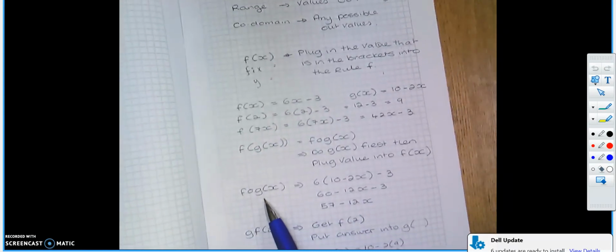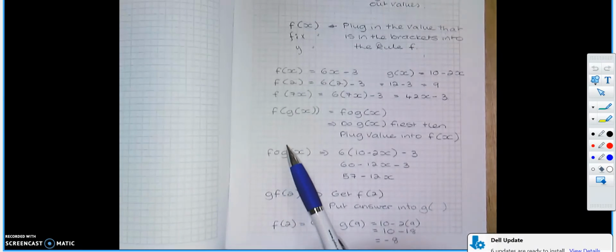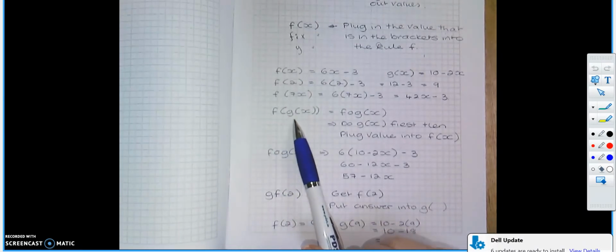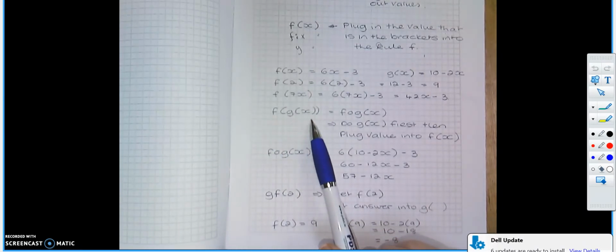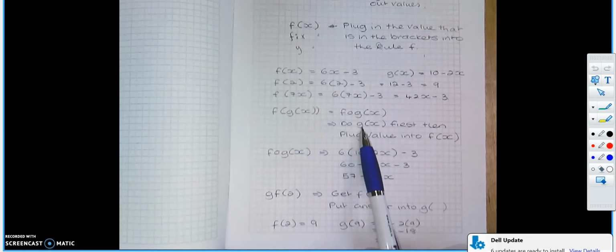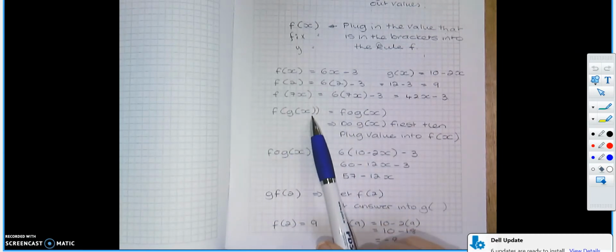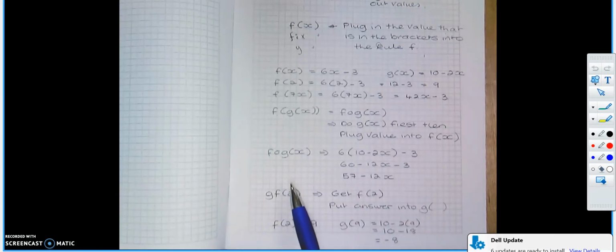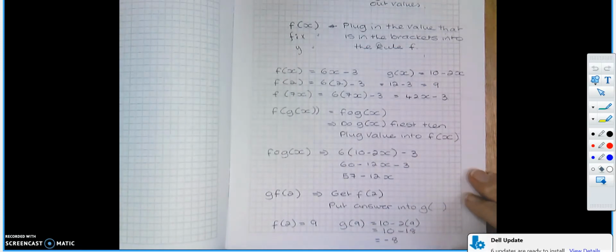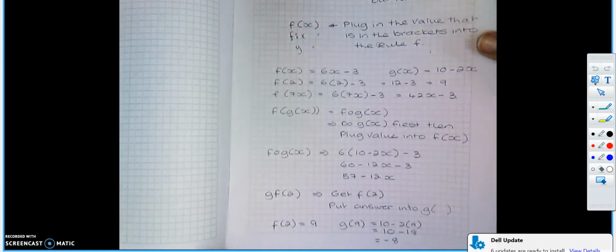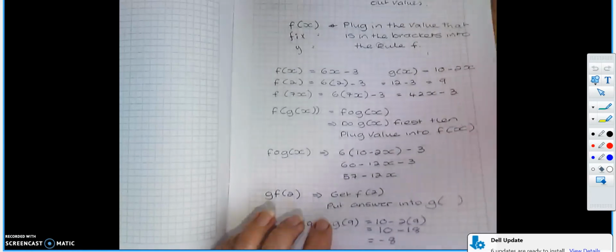If they have something funny where they're involving f's and g's, fg x stands for f of g of x. So you do the g of x first, plug the answer back into the f of x. If they say g f something, you plug the number into your f function first, and then plug that answer back into the g. Sometimes for functions, they give you a function and they ask you to fill in a table.